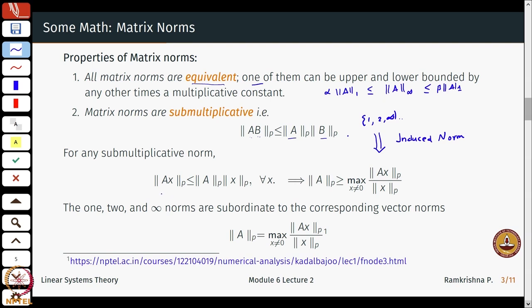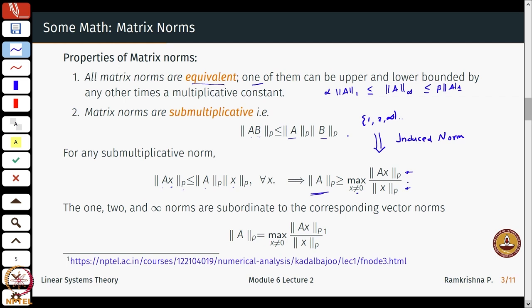So, for any submultiplicative norm, here A is a matrix, X is a vector. So, the p norm of A times X, where p could be 1, 2 or infinity, is less than or equal to the norm of A times the norm of X for all X. This would imply that I can rewrite it this way: the norm of A in p is greater than or equal to the maximum, with X not being equal to 0, of the norm of A x divided by the norm of X. Okay.